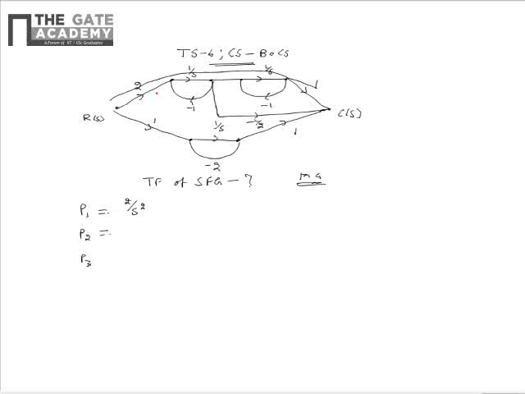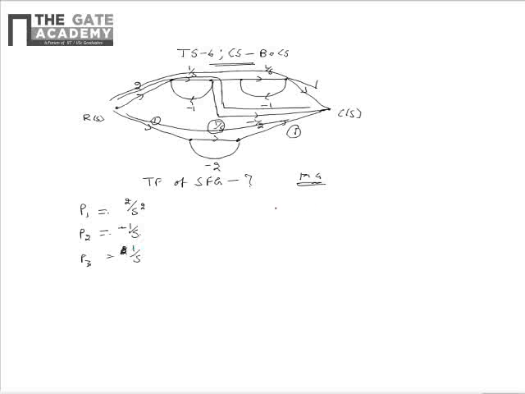P2 is a forward path which covers the points 2, 1 by S, 1 by S, 2, 1 by S, 2, 1 by S and minus half, which can be written as minus 1 by S. P3 is a forward path covering 1, 1 by S and 1. So P3 is equal to 1 by S.